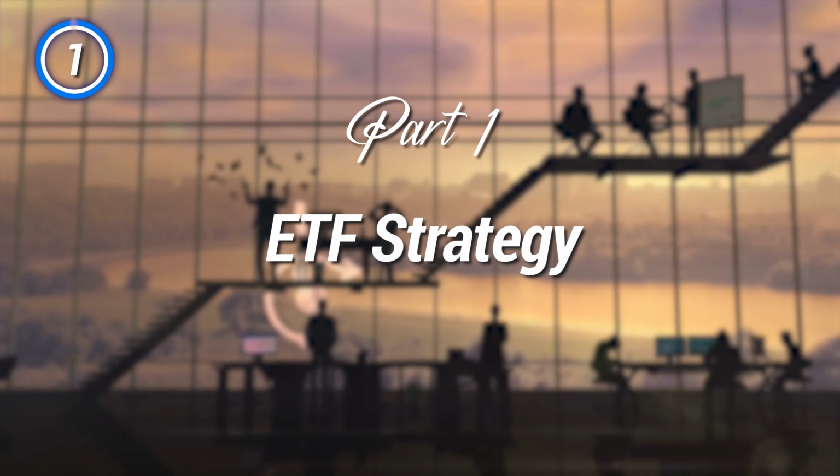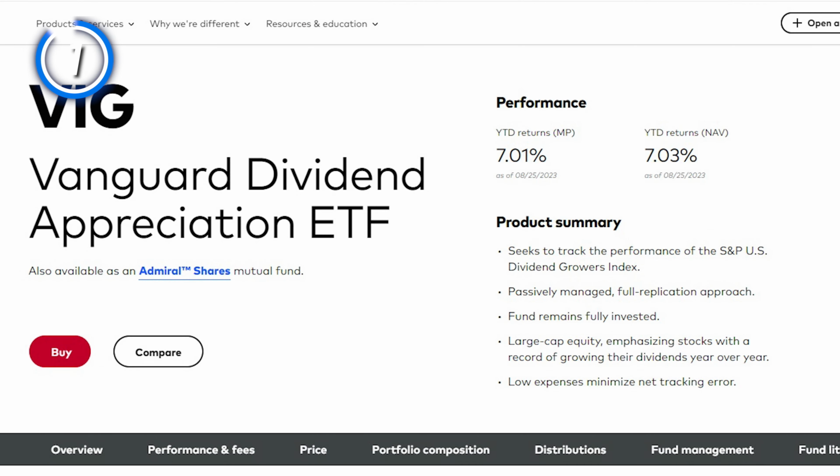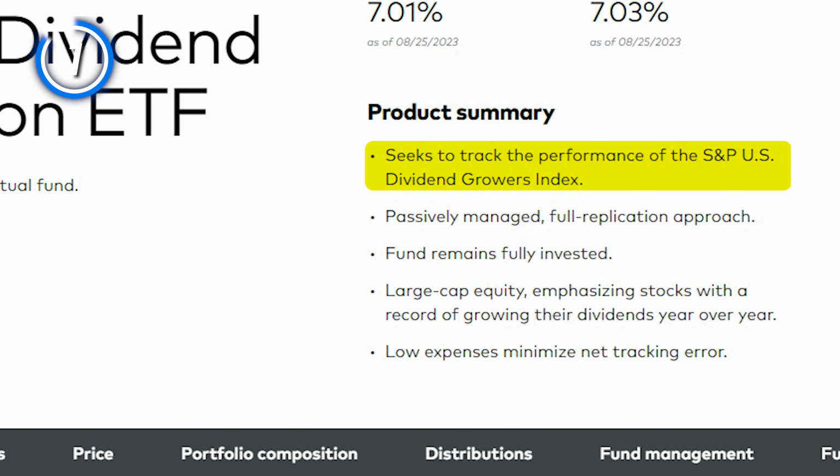VIG, the Vanguard Dividend Appreciation ETF, is the oldest of the two ETFs and is comprised of dividend growth stocks, namely companies with a history of increasing dividends over time. Specifically, VIG tracks the S&P US Dividend Growers Index, which is comprised of stocks that have consistently increased dividends every year for at least 10 consecutive years.